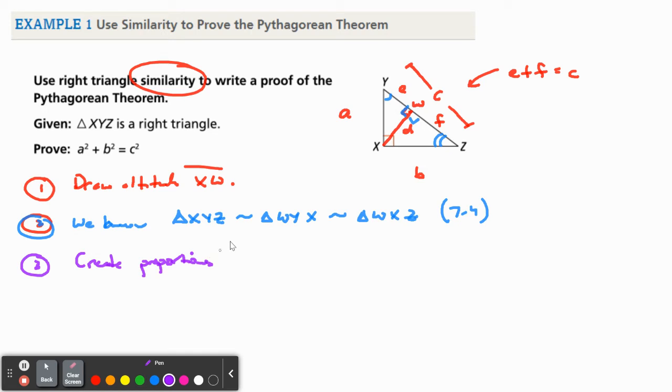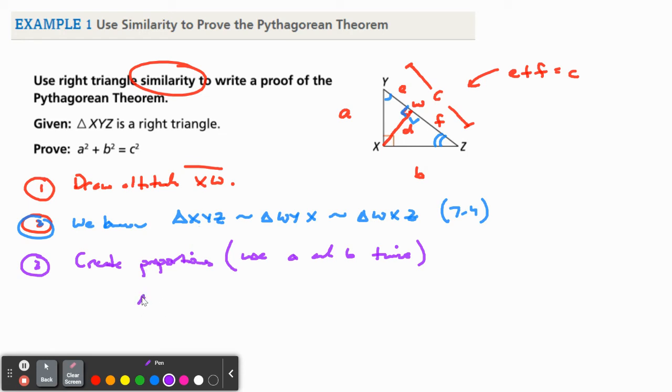Now, the hint here is that we want to use A and B twice. The reason is when you solve these proportions, cross multiply, you want to do A times A, because A times A will give you A squared, and that's going to be part of the Pythagorean theorem. So let's go with the big triangle and the small triangle first.